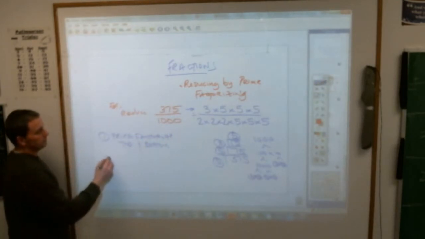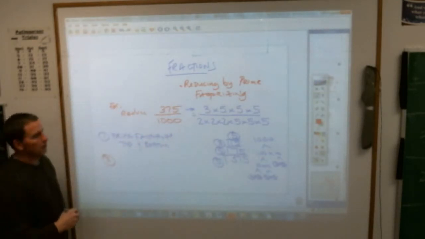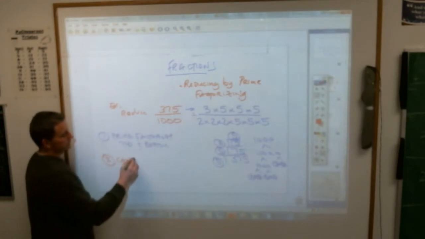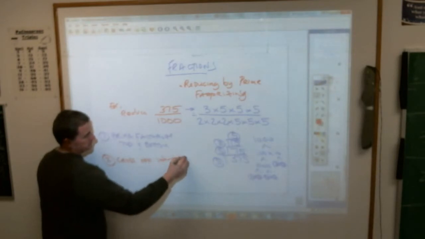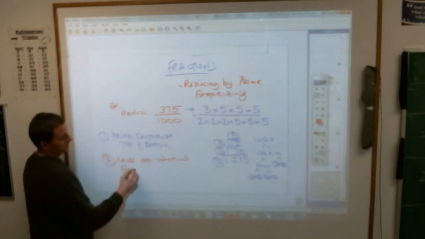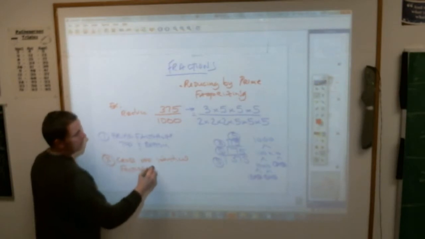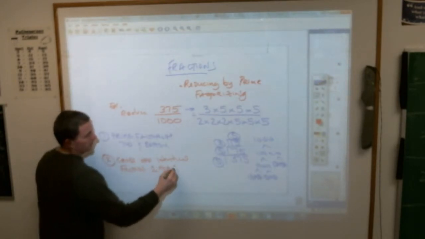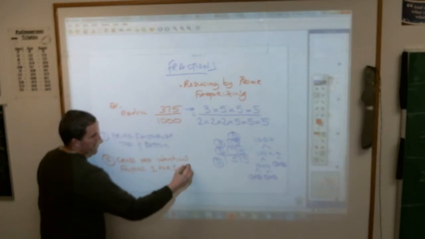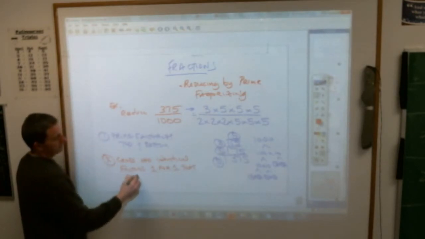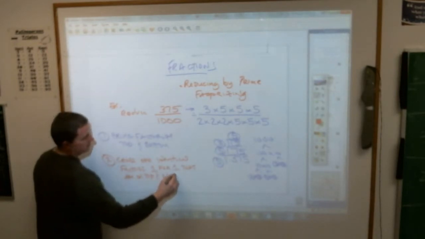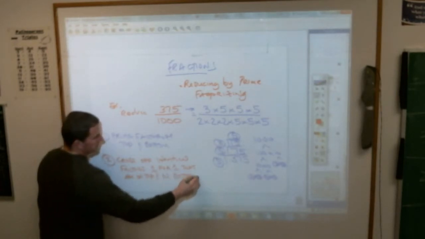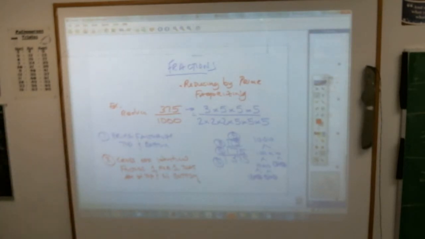Step number 2 is this, okay? You can cross off identical factors, 1 for 1, that are on top and on bottom. And you're going to want to look at the example on this because I'm not so sure my definition there is going to do it justice.